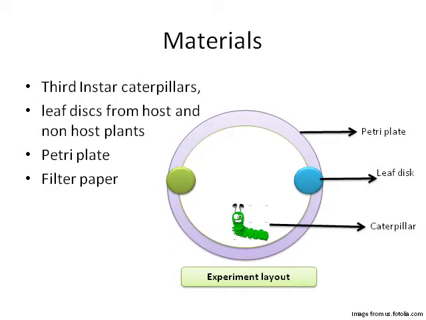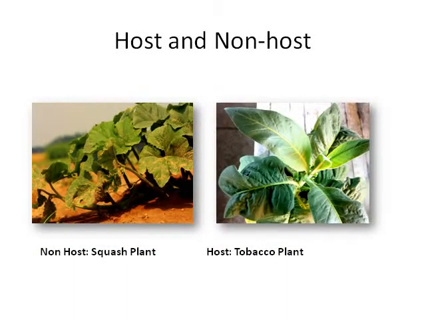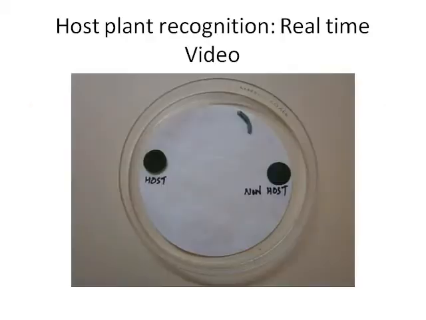For this experiment, we will place a circular piece of filter paper inside a Petri plate. Then, cut two leaf discs, one from the host plant and one from the non-host plant. Each leaf disc will be positioned on opposite sides of the Petri plate. Lastly, the caterpillar will be placed along the perimeter of the plate, equidistant from each leaf disc. For this choice assay, tobacco will be used as the host plant and squash as the non-host plant.